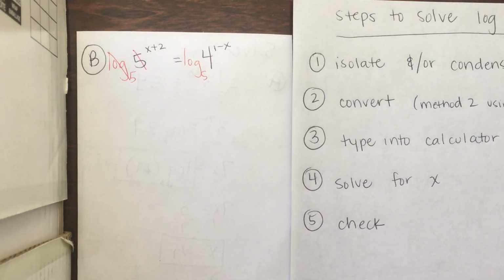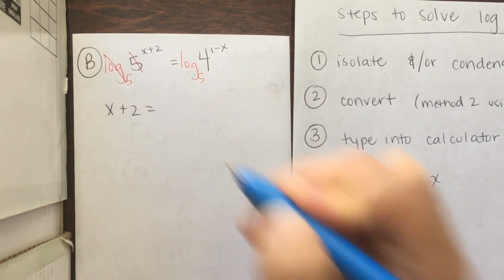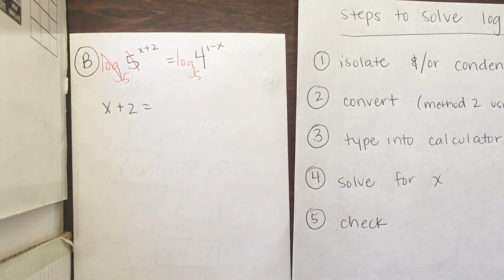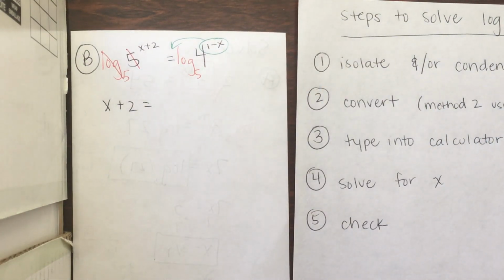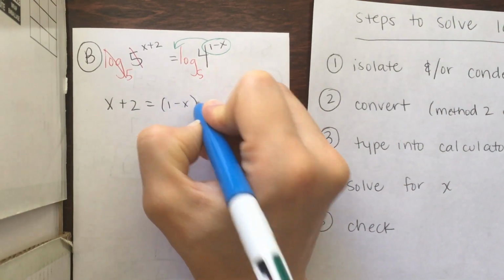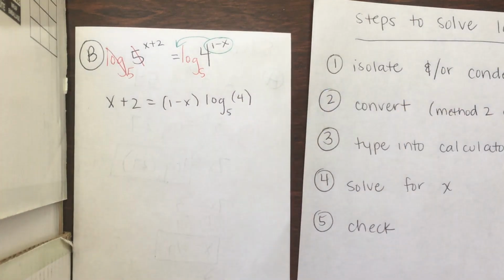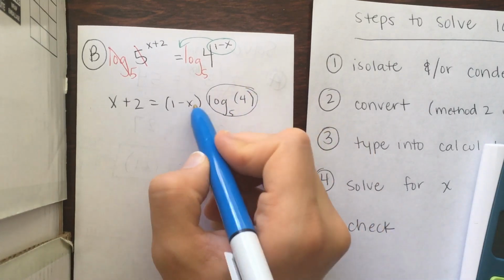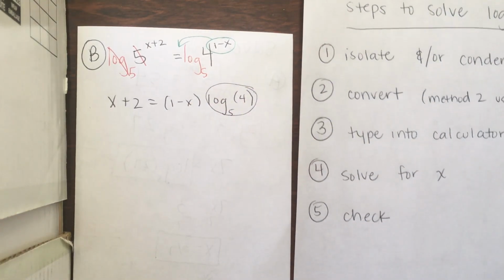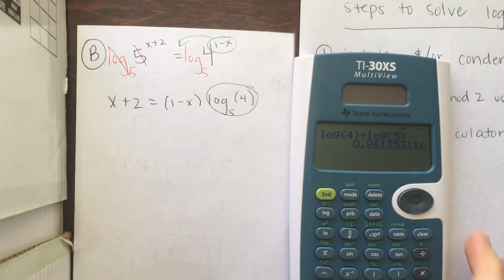That means on the left-hand side, the log base 5 and the base 5s cancel, and this x plus 2 is just a normal equation. And on the right-hand side, my exponent comes out front. Write it in parentheses so you realize that the whole log base 5 of 4, this whole number, is multiplied by each piece of the exponent. All right, step 3, type this into your calculator. So log of 4 divided by log of 5, I used the change of base formula right there.